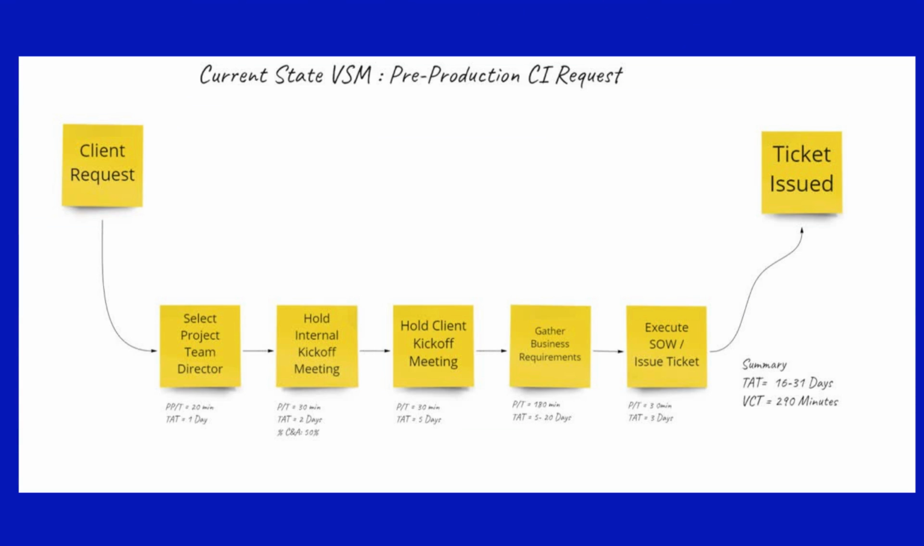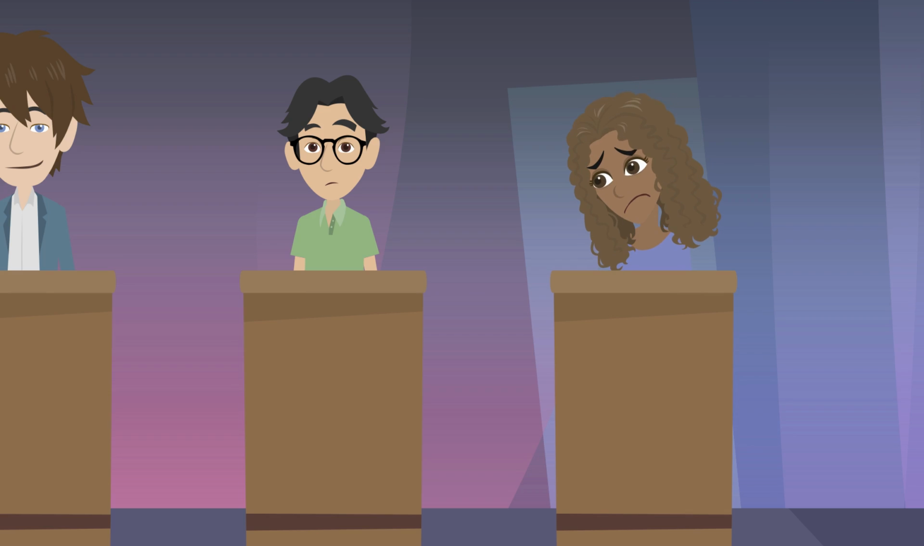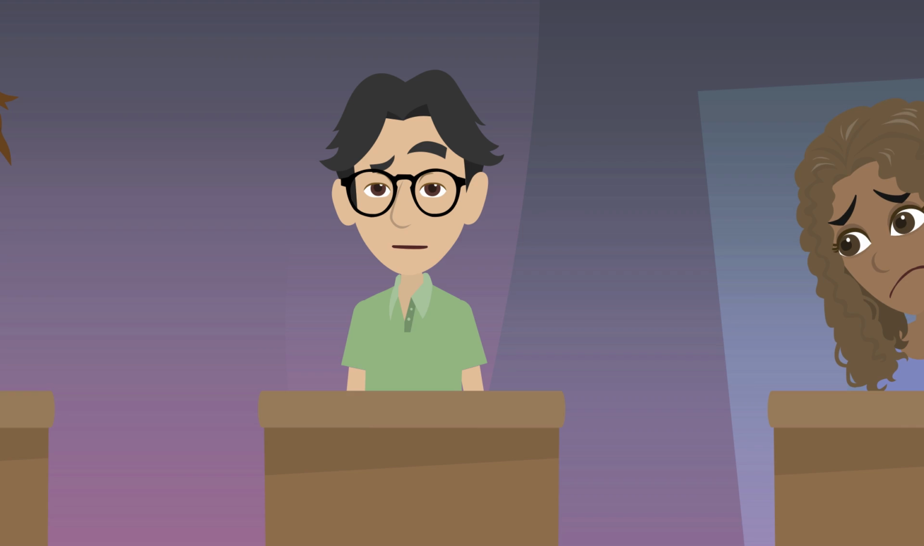The maximum elapsed time from client request to ticket issued in this value stream map is this. What is 290 minutes? What is 31 days?